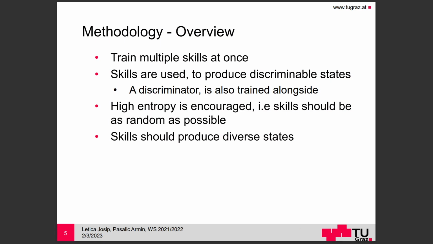So a little bit about the methodology. So we train here multiple skills at once. And these skills are then used in order to produce discriminable states. And in order to increase the discriminability of our skills, we also train a discriminator as well as training our skills. On top of being discriminable, we want the skills to have a high degree of entropy, or in short, the skills should basically just be as random as possible. And we want our skills to produce diverse states. So diversity is, again, the basis of training, not the reward.